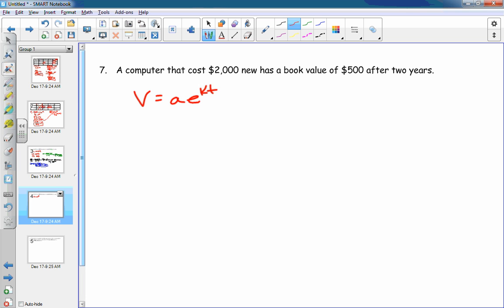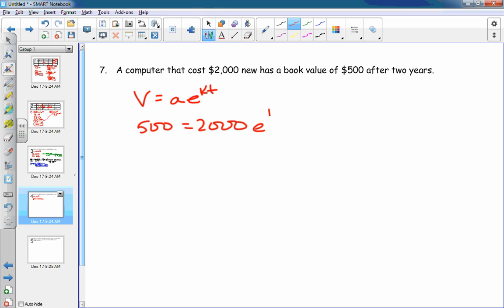What is a? The initial cost of it. What's k? The rate at which it's declining. What's t? The time. Do you understand all of those nice little letters in there now? Okay? So if we apply that in there, how much was it worth? 500. How much did I buy it for?